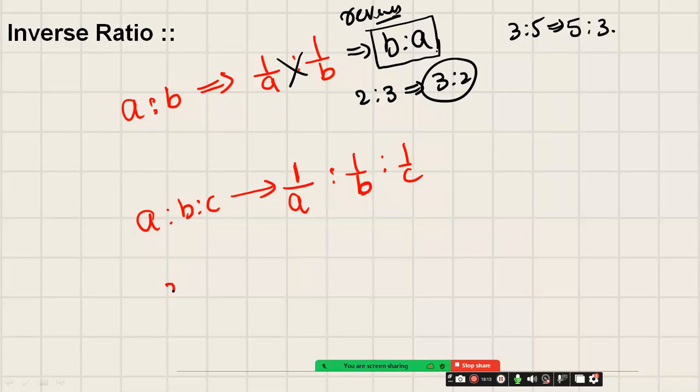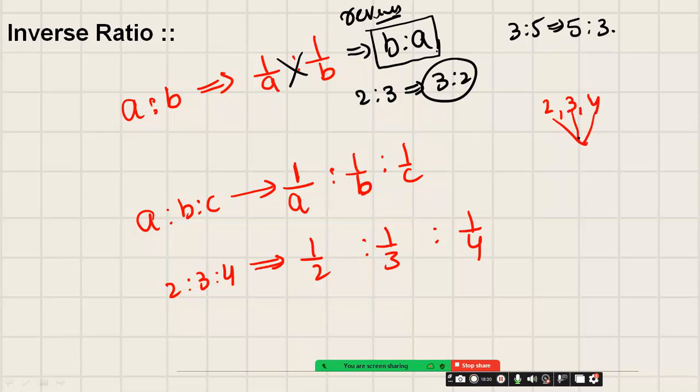For example, 2 is to 3 is to 4. The inverse ratio is 1 by 2 is to 1 by 3 is to 1 by 4, guys, here. For 2, 3, 4, what is the LCM, guys, here? The LCM is 12. 12 is a multiple of 4, 12 is a multiple of 3, 12 is a multiple of 2, so the LCM is 12.